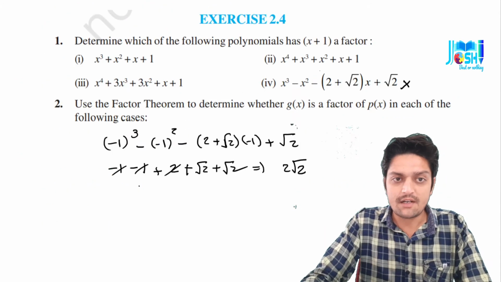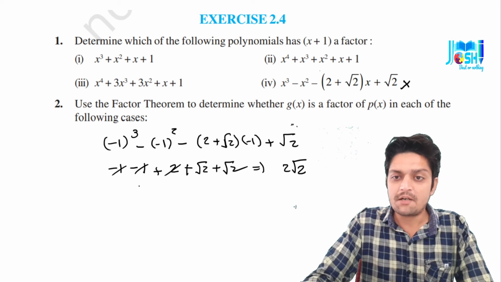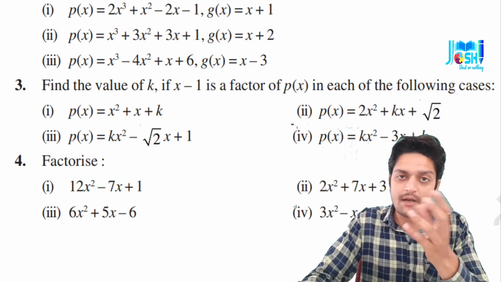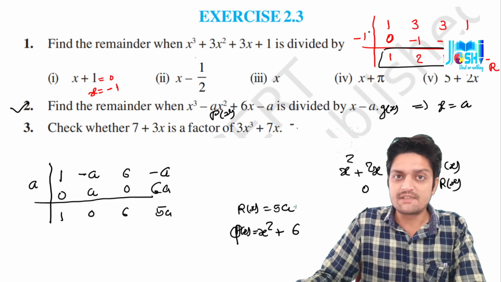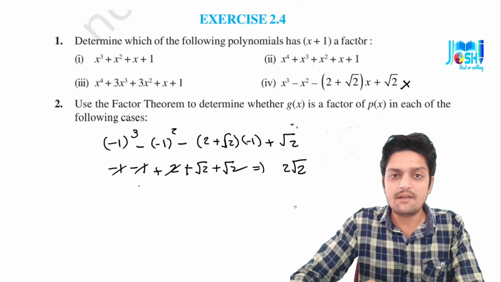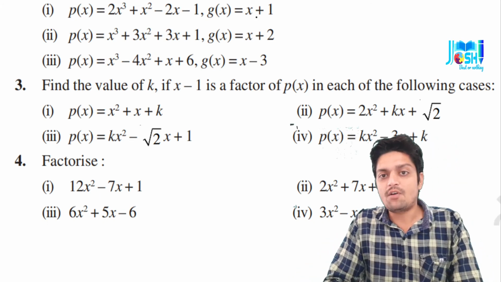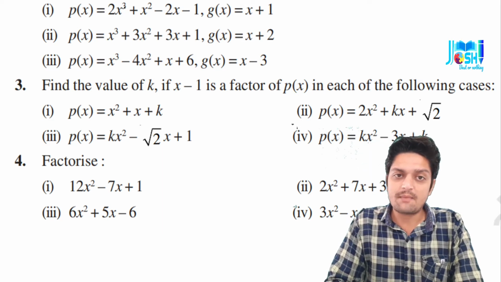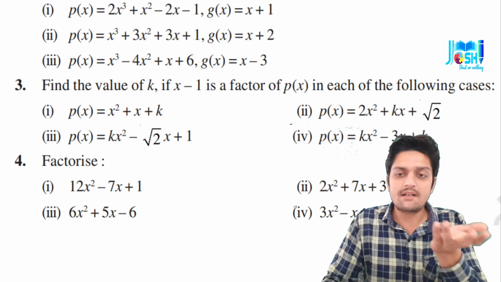Second question: use the factor theorem to determine whether g of x is a factor of p of x or not. Means you have to use the factor theorem. So what is the factor theorem, which I have used here. Otherwise, see, g of x is given, so x is equal to minus 1. So minus 1 you put here, and afterward if you simplify, that is the factor theorem.